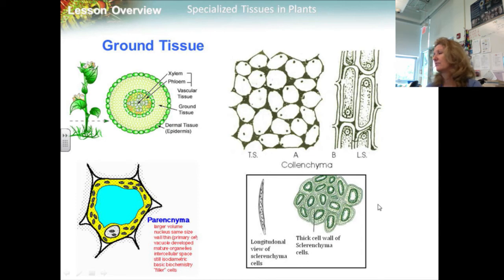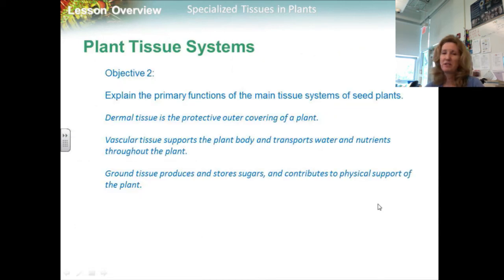So our objective 2 was to explain the primary functions and the main tissue systems of seed plants. Dermal tissue is a protective outer covering of the plant. Vascular tissue supports the plant body and transports water and nutrients for the plant. And the ground tissue produces and stores sugars and contributes to the physical support of the plant. And you need to know the types of these various ones, the parenchyma, the collenchyma, and the sclerenchyma, and the differences within each of these types of tissues.